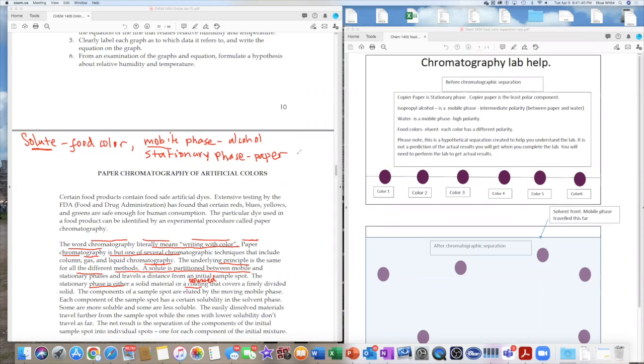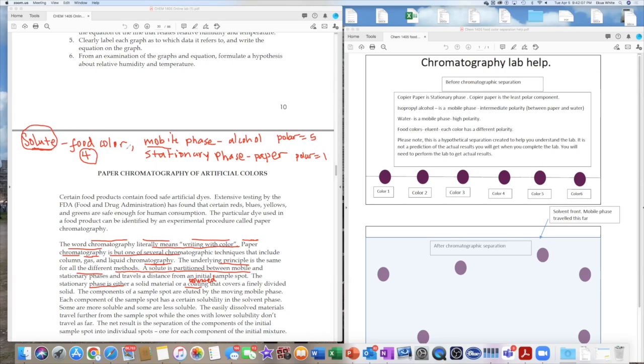Let's make this polarity value 1. So let's say the polarity here, the value is 1. And then the polarity of alcohol, I'll say alcohol has a polarity of, let's say, 5. And then let's say that you have a food color that has a polarity of, let's say, 4.